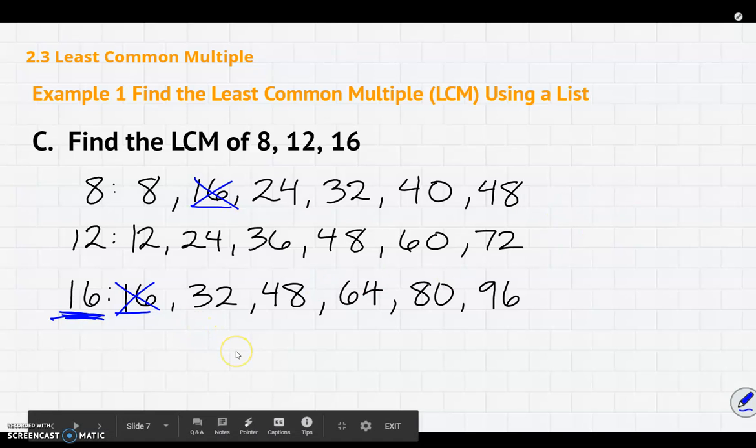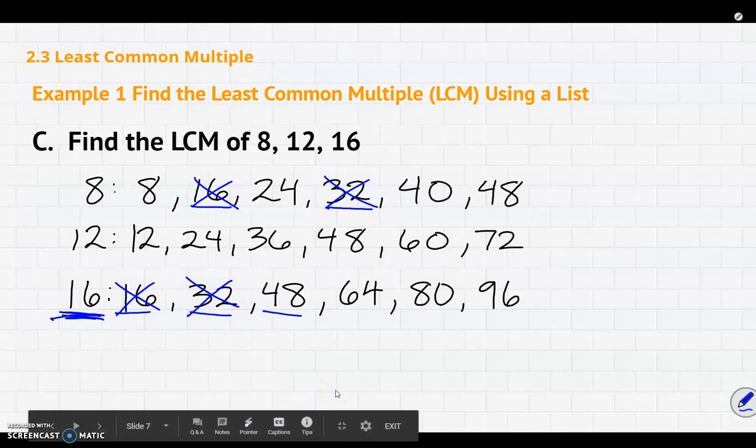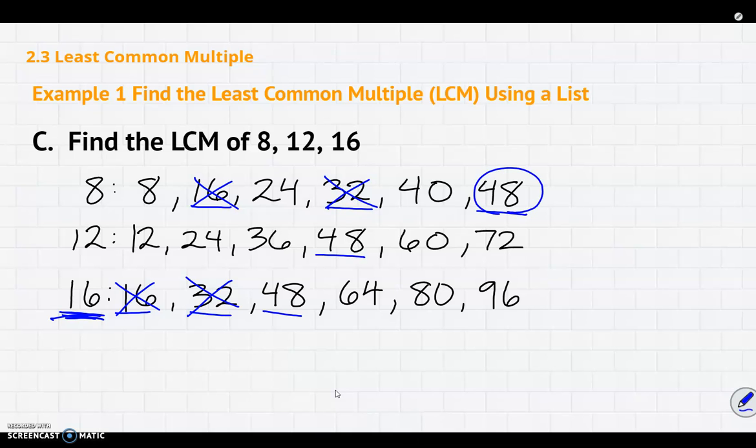So I'll move on to 32. Now I see 32 in this list, but again, I do not see 32 in my list for 12. So it has to be common to all 3. I cannot use it. I move on to 48. See a 48 here, and there's a 48 here, and here. So 48 is the first one that was common to all 3 of them. So my LCM is in fact 48.